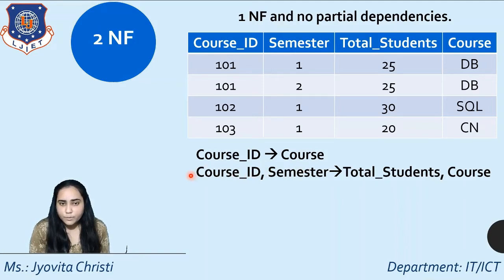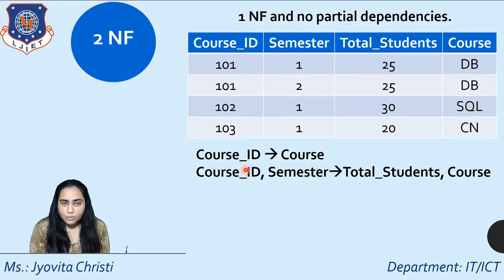And when you do so, you get a primary key which is formed by course ID and semester together because those values are unique. For example, 101 and 1 together are coming only once, and 101 and 2 together are coming only once. So this is unique. Each combination of course ID and semester is unique. So this would be a primary key.